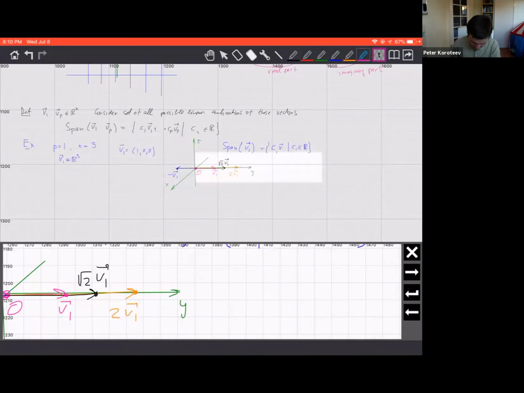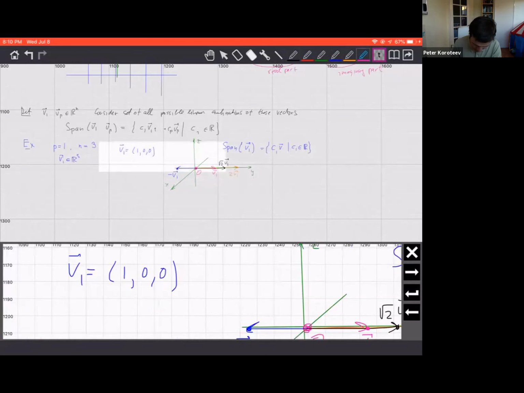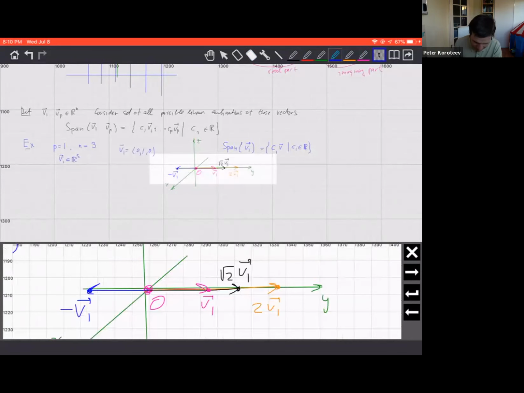Actually, I think I drew it incorrectly, right? What I drew was for the vector 0, 1, 0. So it goes along the y-axis. Yeah, I apologize. So it will be the line, right? It will be the entire line, the whole y-axis.